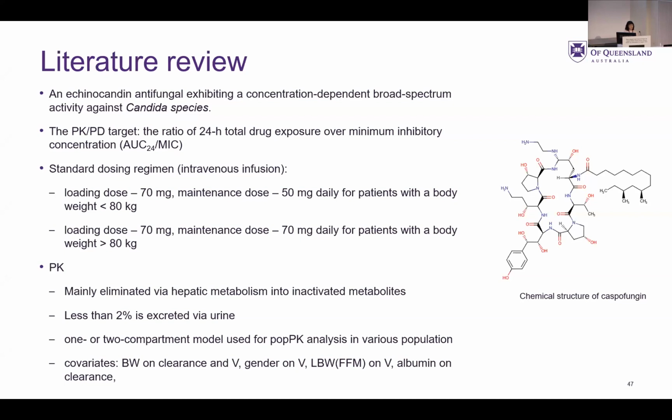That gives me the hint that body weight might be a key covariate we need to look at during the analysis. And more importantly, the drug is mainly eliminated through the hepatic metabolism. Only less than 2% of the parent drug is excreted through the urine. So the patient's liver function might be more important than the renal function to determine the PK of the drug. Both the 1 and 2 compartment models have been used for the PK analysis, and some covariates like body weight, gender, lean body weight, and albumin have been identified.